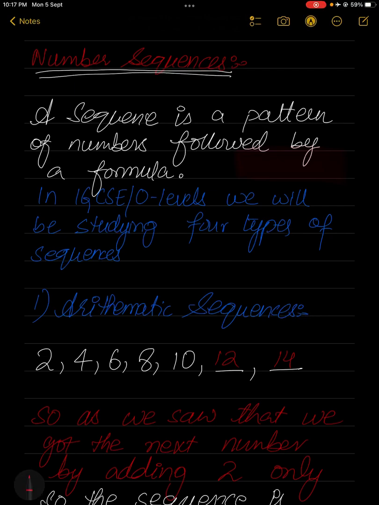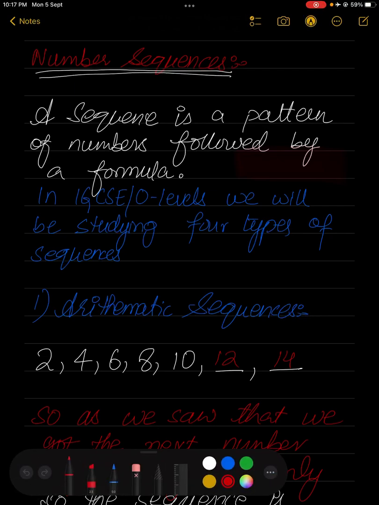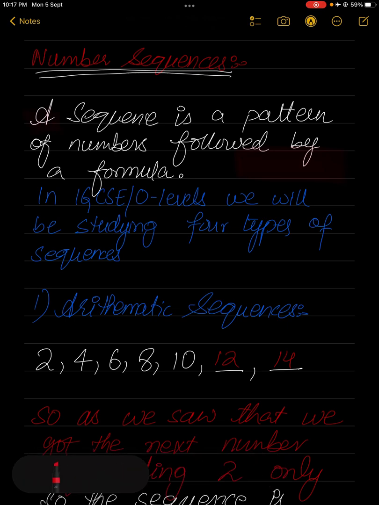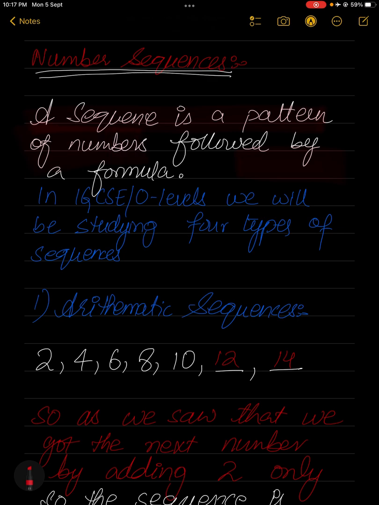In this video, I'll be teaching you about number sequences. Very important from Cambridge point of view, and we must know what number sequences are. So technically, a number sequence is a pattern of numbers followed by a formula. So a sequence is a pattern of numbers followed by a formula.